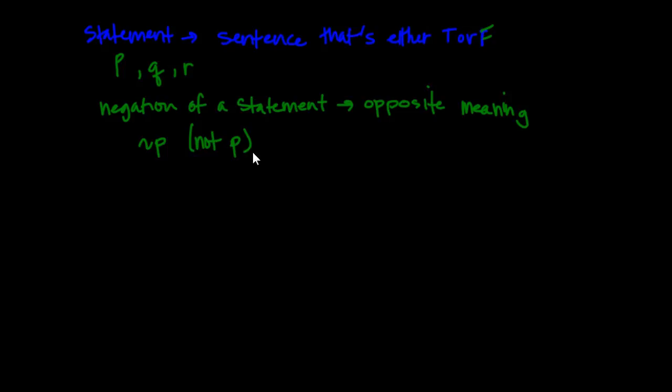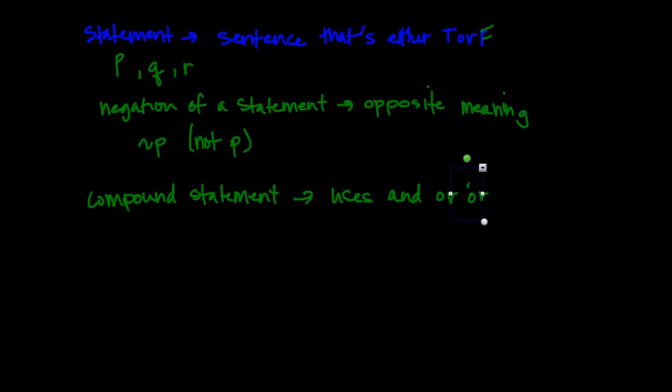Okay, compound statement. So think about your English knowledge here. Compound statements are statements where we use and or. So it connects two statements, right? Two statements together. A compound statement connects a couple of ideas together, and we'll use and or to do that.